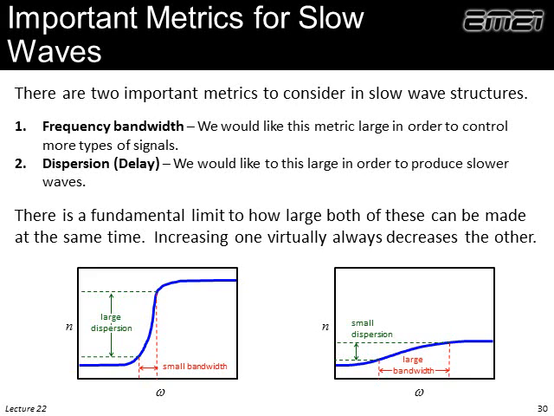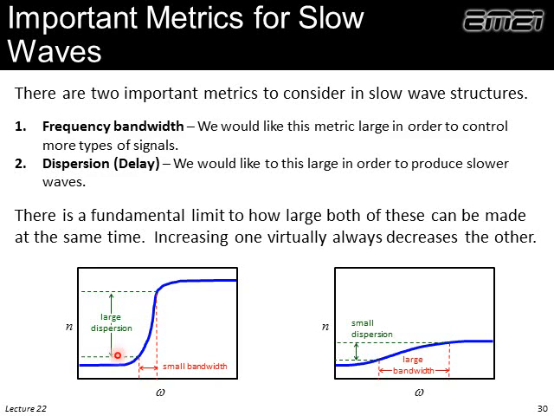So when we discuss slow waves, we need to talk about some metrics of their performance. Now, the two obvious ones: we would probably like a slow wave over a wide bandwidth, and then we also have the dispersion or the delay. How much do we slow it down? We probably want both of these large, but what we'll see is that there's a trade-off. And we can see that really clearly through the dispersion curve.